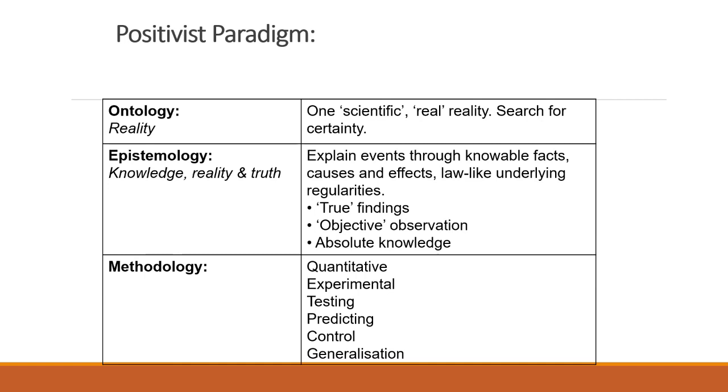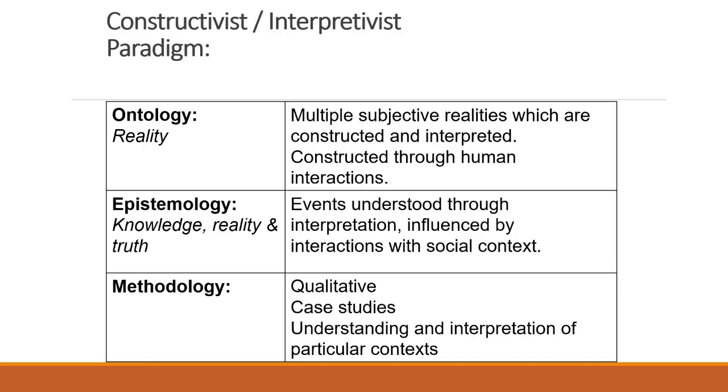Okay, and then the methodology that would then go with positivist paradigm would be quantitative, because it's about measurements, it's about facts, it's about cause and effect. It's experimental, you're testing, you predict things, you control also, and then based on all of that, you can also then be able to generalize, right? The assumption is that what you do is generalizable because you've tested and it is fact and it is truth. So that is positivist paradigm.